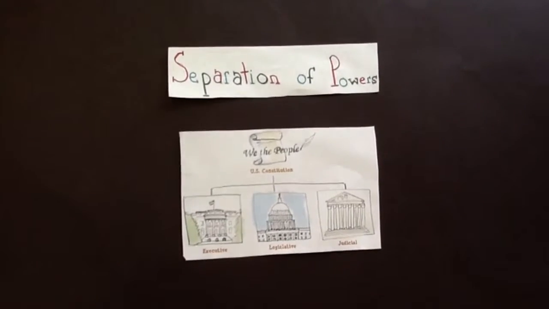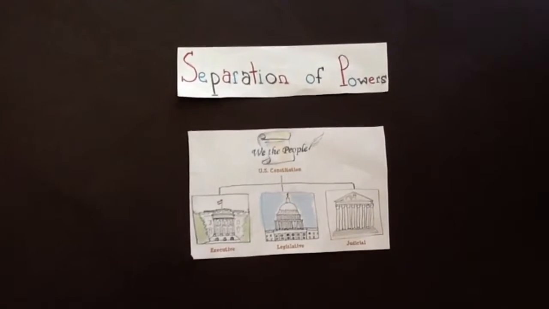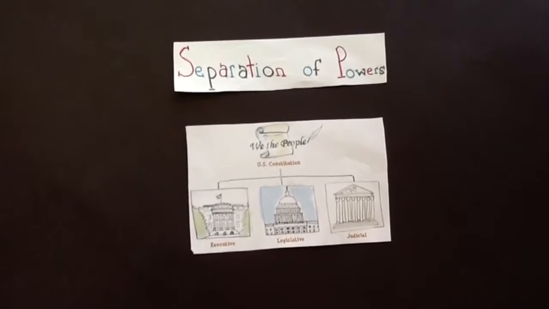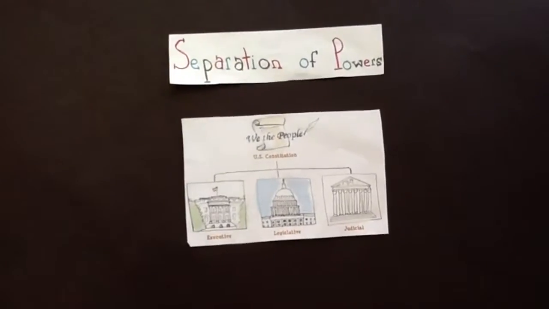My name is Rebecca Ryder, and I'm going to explain separation of powers applying the Constitution in plain English. The Constitution builds the executive, legislative, and judicial branch, but separates the powers so not one group has all the power.